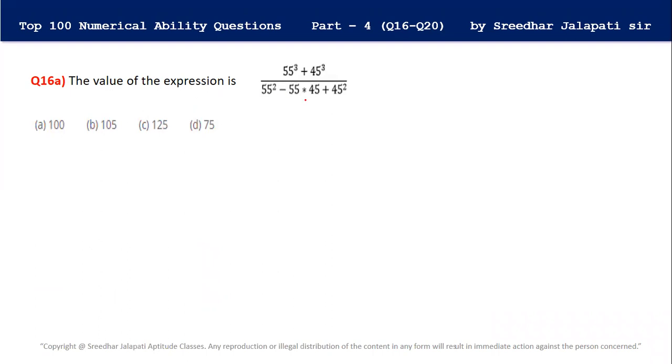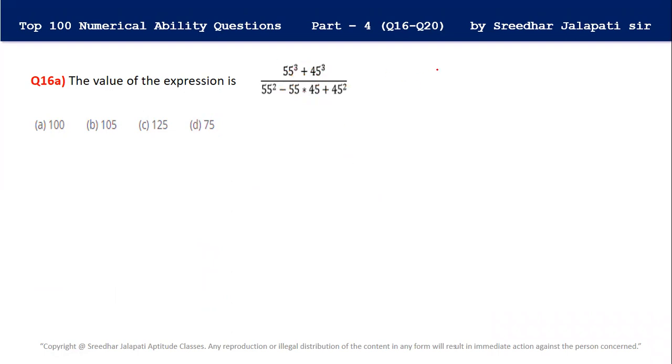What is the value of the expression? Now, if you want to try the question, you can pause the video. Normally, whenever you see these kind of expressions, don't try to calculate these numbers. When the numbers are very big, when the mathematical operations are huge in terms of time consumption, then always look for an algebraic identity in which this expression will be.